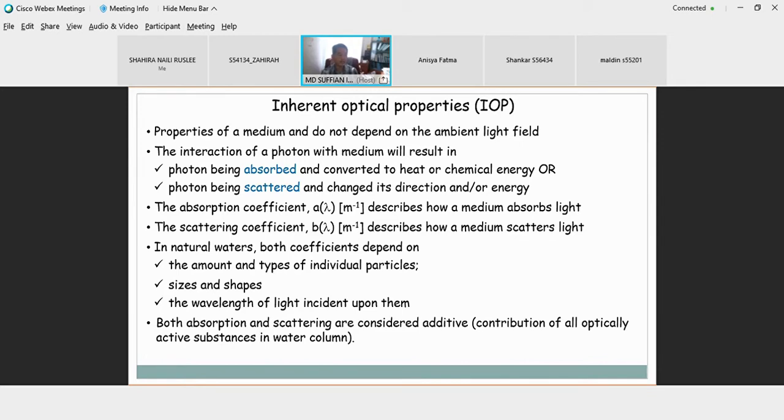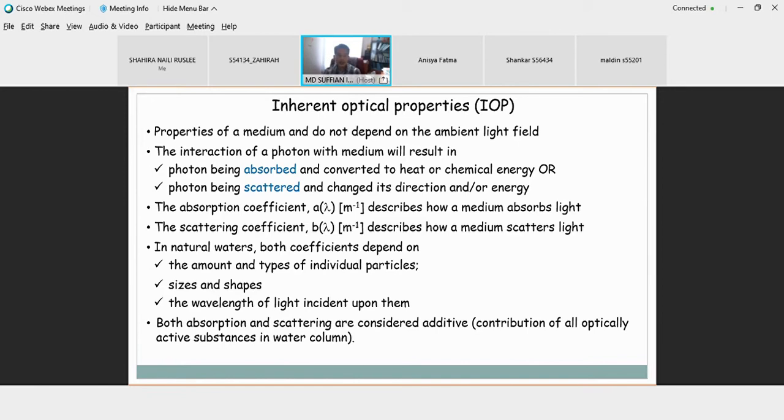Okay, so kalau partikel banyak, katakan suspended particle banyak, dia akan scatter lebih banyak in the green, and also in the red wavelength. It depends on size and shape, especially for scattering, and it depends on the wavelength of incident light. Dia bergantung juga kepada wavelength. And both absorption and scattering are considered additive.